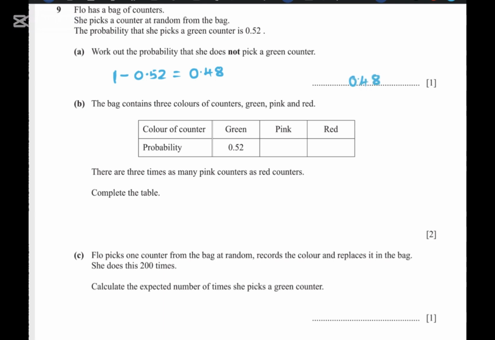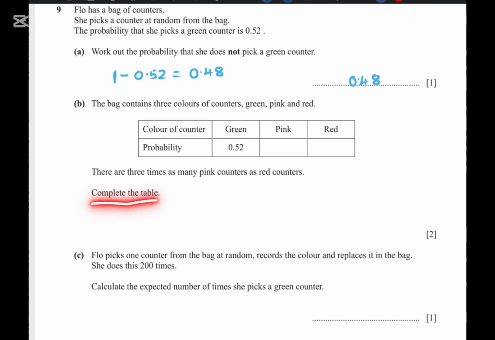In question 9b, the bag contains three colors of counters: green, pink, and red. The probability for only green is given as 0.52. Pink and red are missing, but there is something else given here: there are three times as many pink counters as red counters. So here you have to think about something to find out these unknown counters.